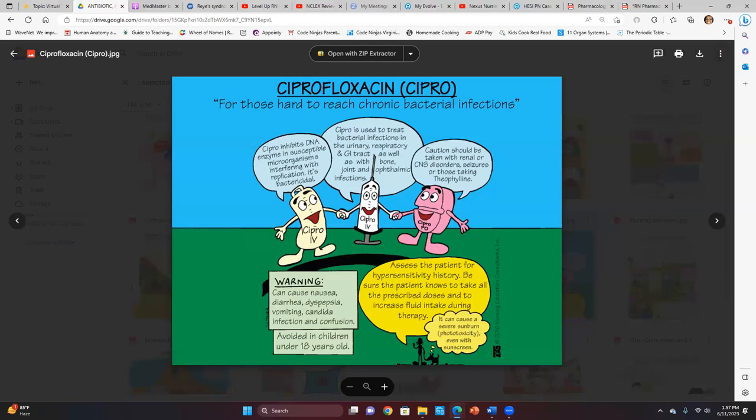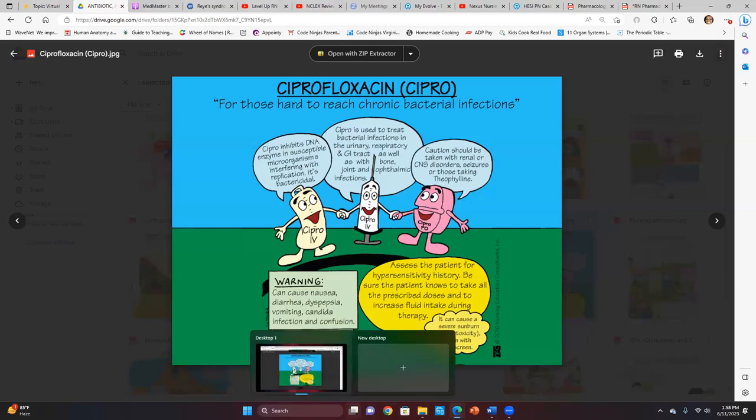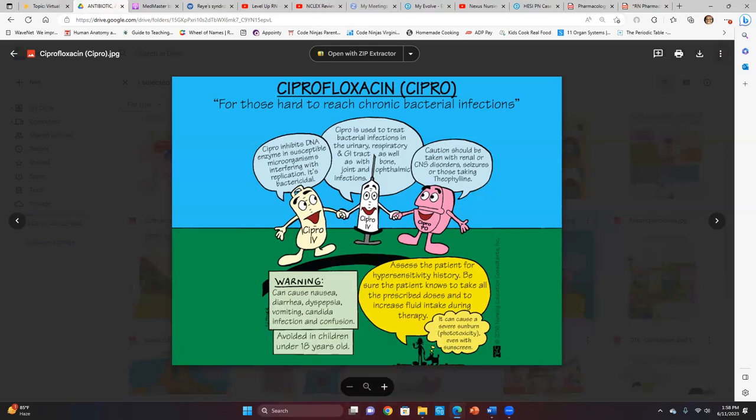In children, there is a concern because it may damage their bones. So this says avoid it in children under 18 years old. Avoid it in children under 18 years old. Ciprofloxacin. Okay, any questions so far?